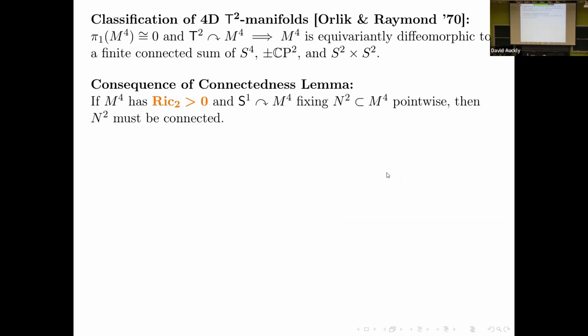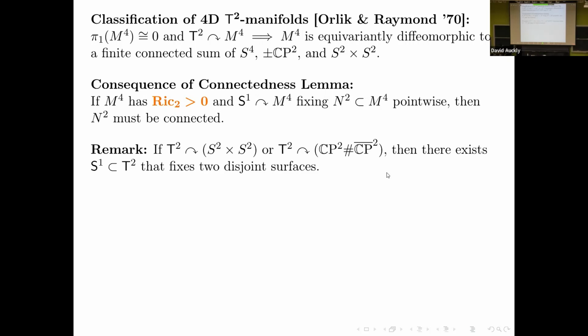And for dimension 4, Orlik and Raymond have a classification of simply connected T2 manifolds. They're going to be connected sums of spheres, complex projective spaces, and S2 cross S2. And from the connectedness lemma, if a manifold has Ricci 2 positive and a circle fixes a two-dimensional submanifold, that two-dimensional submanifold has to be connected. Its inclusion into the ambient manifold is 1-connected.